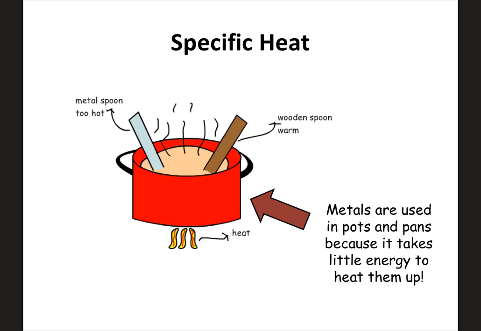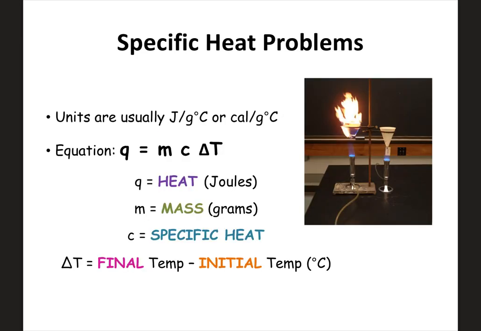And this is also why you use metal for your pots and your pans, because they have a lower specific heat, they heat up faster, and they cook your food better with less energy. Now we're ready to do some specific heat problems here.